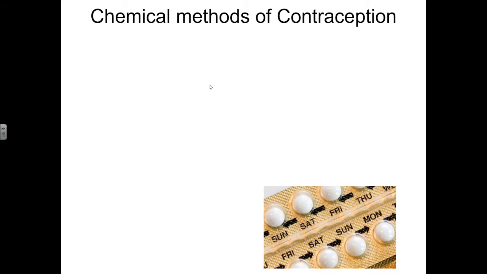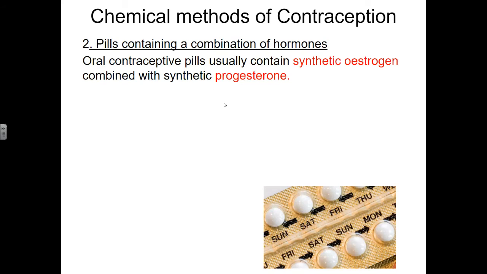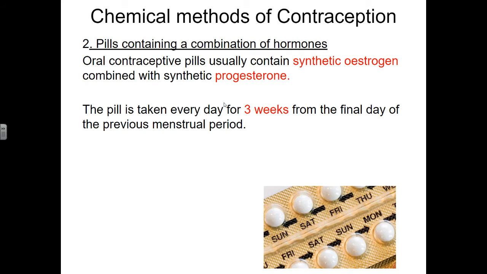Chemical methods. So we looked at the physical methods, the barrier method, and the tubal ligations. The chemical form is basically using what we know about the menstrual cycle in the same way that the previous topic that looked at how you can help someone get pregnant used our knowledge of the menstrual cycle. This uses that against your body.